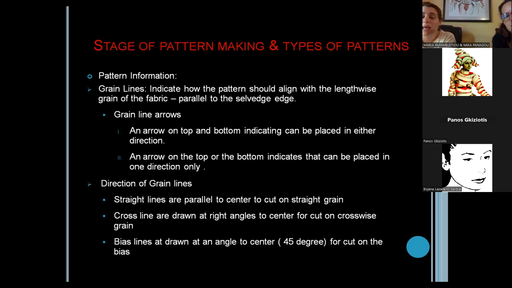Let's say, and then grain lines. Στα ελληνικά το λέμε ίσιο. Ίσιο, okay. Πού πάει το ίσιο? Okay, it's a grain line. It indicates how the pattern should be aligned to the fabric, lengthwise. And then we have the grain line arrow, indicating it can be placed in either direction, an arrow on the top or the bottom, indicating it can be one direction only.